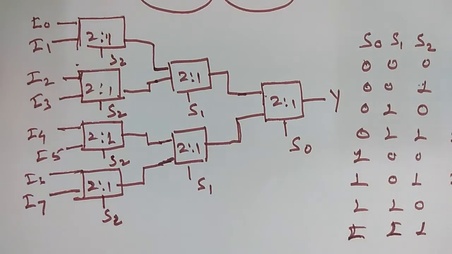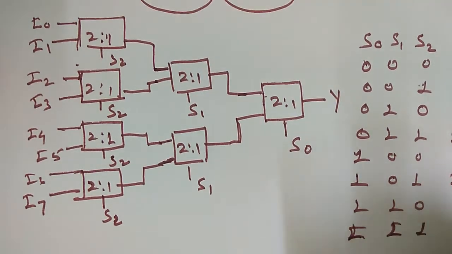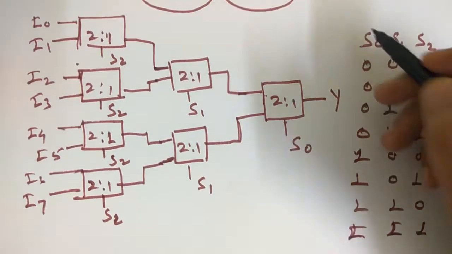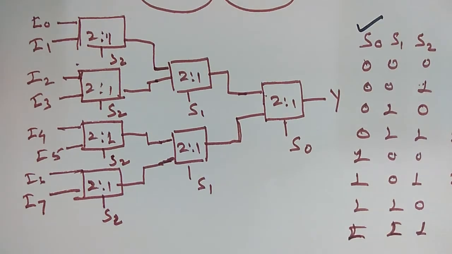So guys, I have implemented this one, and this should be the truth table, as we have done for the 4 raised to 1 mux and 2 raised to 1 mux. So we can similarly do it for the 8 raised to 1 mux. This will be the truth table for this one. So we will see whether this table is satisfied or not.